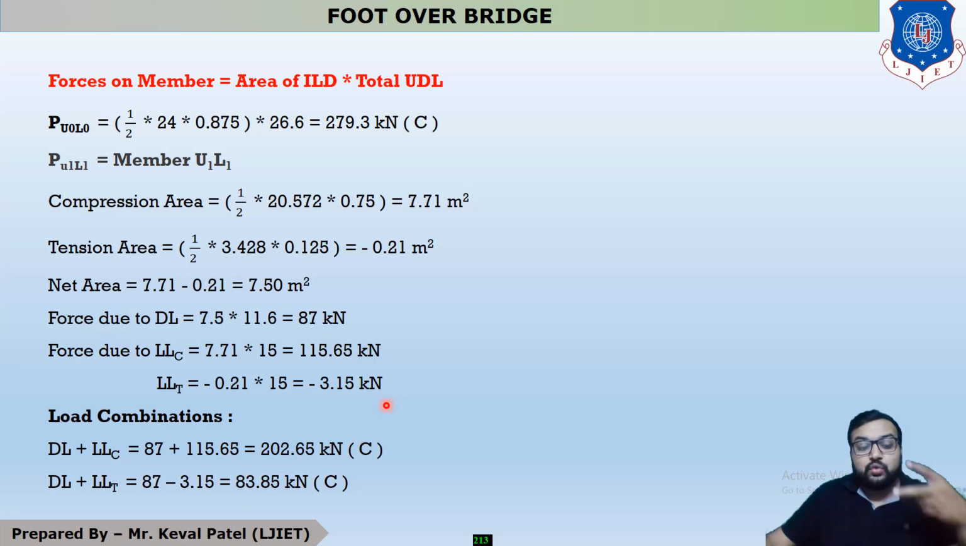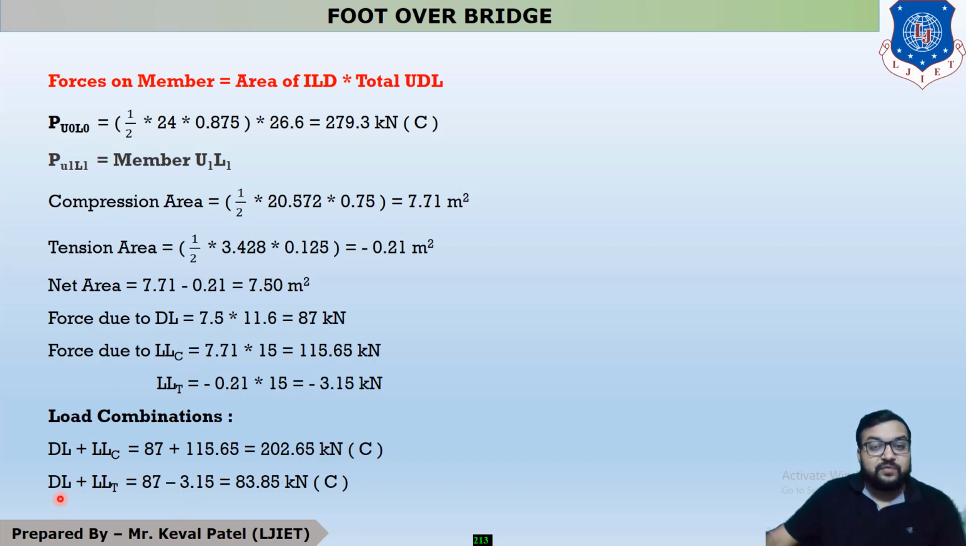Now there are two load combinations. First one is dead load plus live load compression, and second one is dead load plus live load tension. So you can see that your answer of dead load is in compression, because your net area is also in compression, because your value 7.71 is the biggest value and your 7.71 is your area of compression member. Okay, so it means your net area is also in compression. So compression plus compression, so your final answer is in compression.